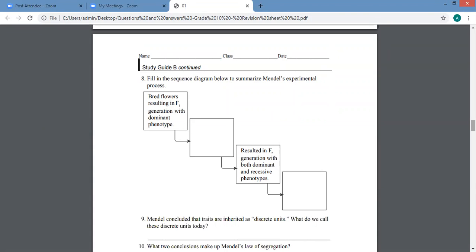Who knows the answer? The F2 generation had both purple and white flowers. You ask about second box? Yes, I think. Okay, what do you want to say? I'm saying that the second generation had both. No, wait, I don't know. Never mind. Okay.